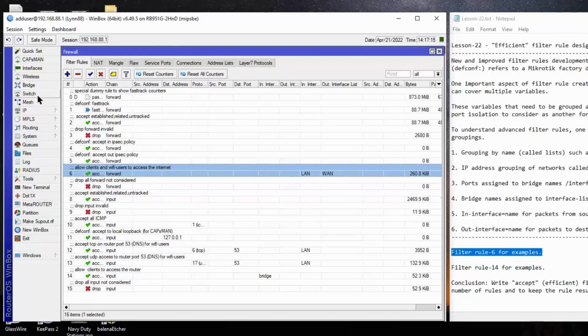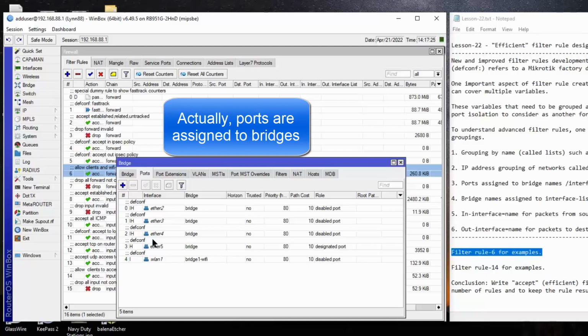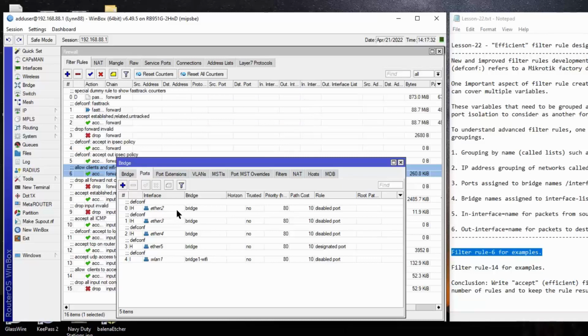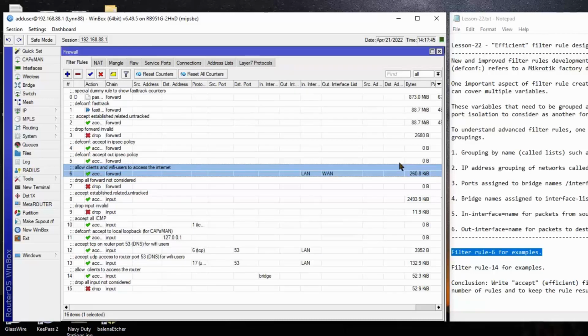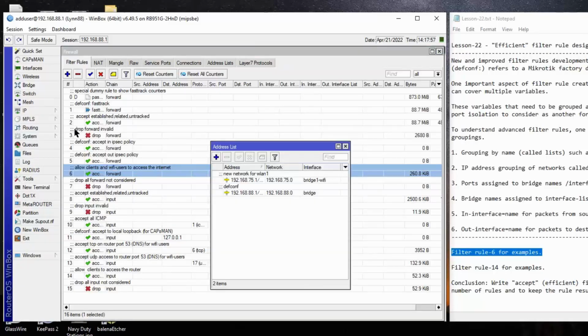Okay, so now we know what a WAN and a LAN is. So what's the bridge concept here? Well, we have two bridges we mentioned earlier, and the bridges are assigned to these ports. So the WLAN is assigned to bridge 1 Wi-Fi, and all the rest is assigned to bridge. Later on we'll have to make this distinction. Right now we don't have to, because we're using both bridges. And we already know about the networks, right? I think it's under IP. Well, the IP addresses are here.